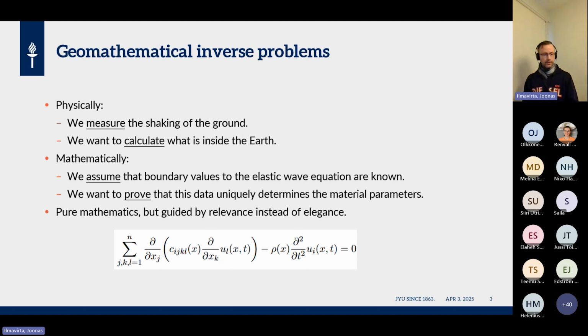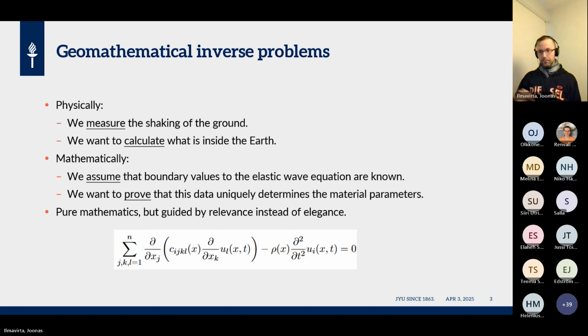The overall idea here is that this is certainly pure mathematics. I aim to prove theorems. I'm not producing anything very tangible in that sense. But this pure mathematical endeavor is guided by relevance instead of elegance. I don't care how ugly my equations or structures become. I just want them to be of some meaning and some importance to the physical world.